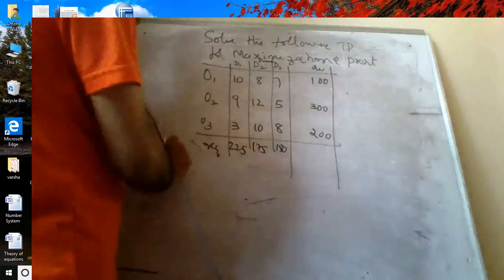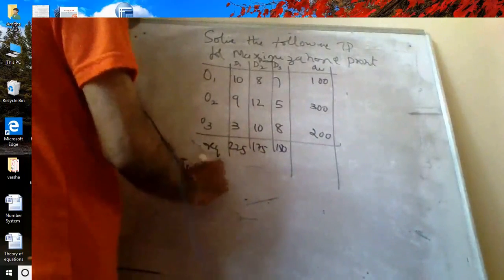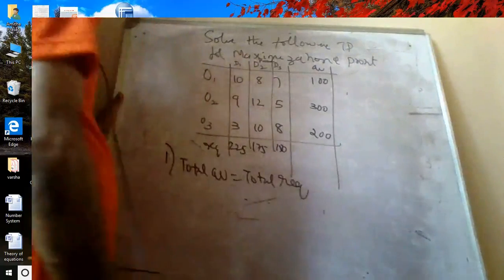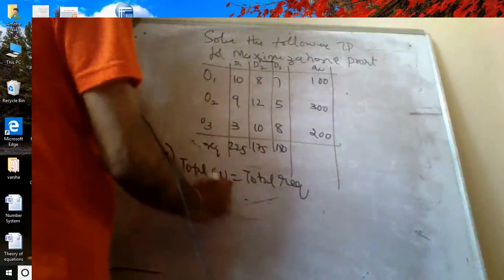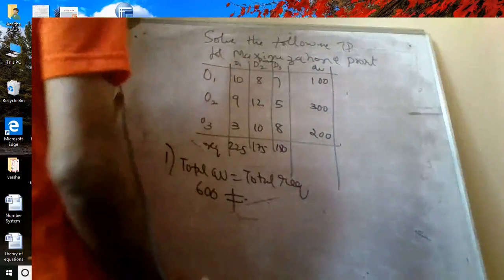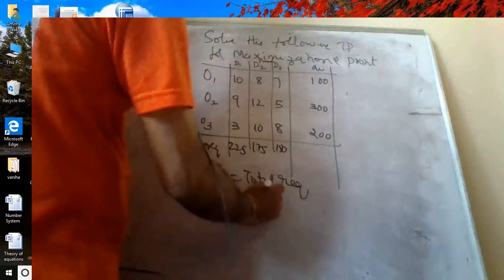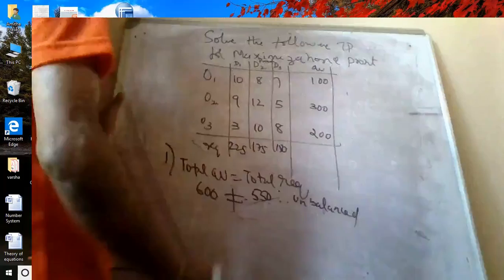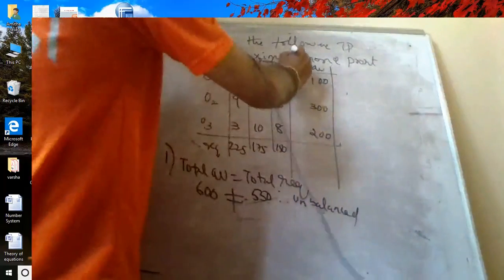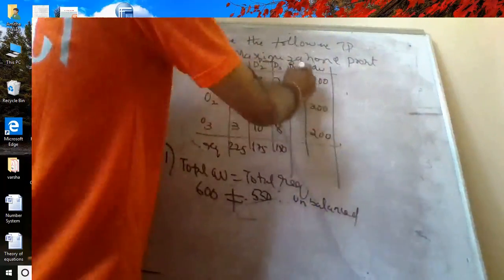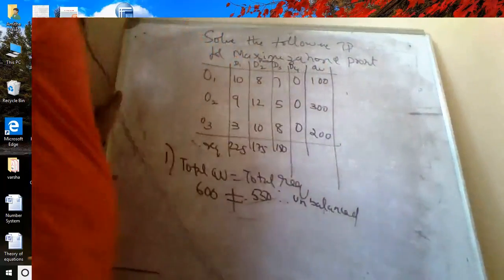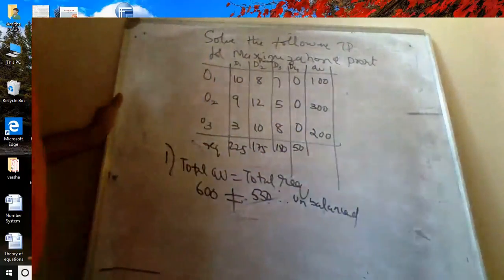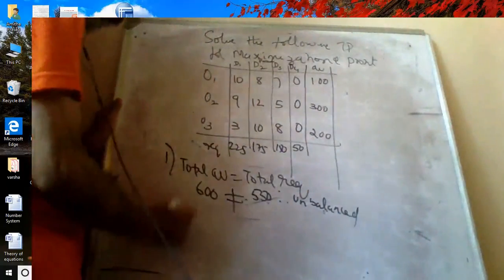You can observe the first step is that total availability should be equal to total requirement. The total availability is 600, not equal to 550. So therefore it is unbalanced. Since the requirement is less, you add one dummy with all profits 0, and the remaining requirement is 50. Now it's a regular problem.